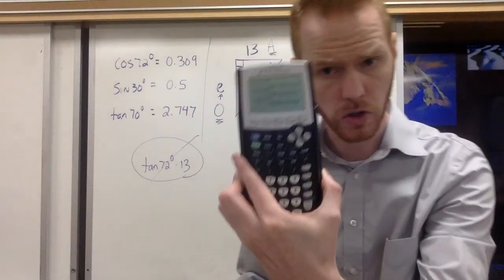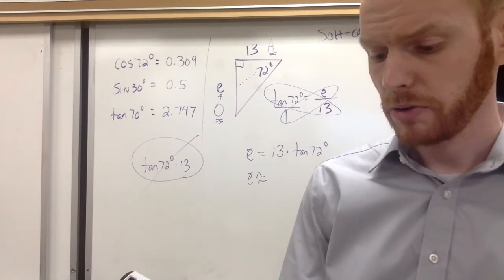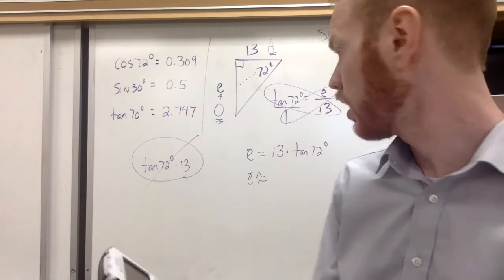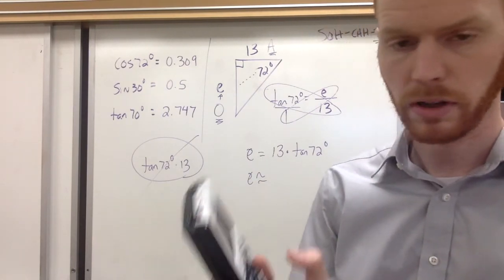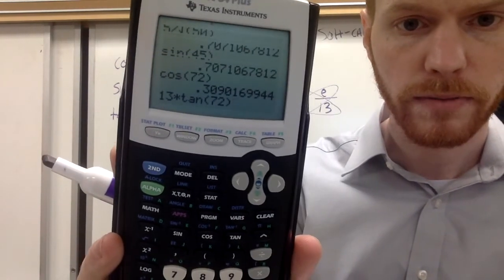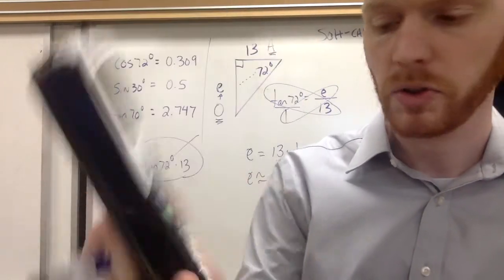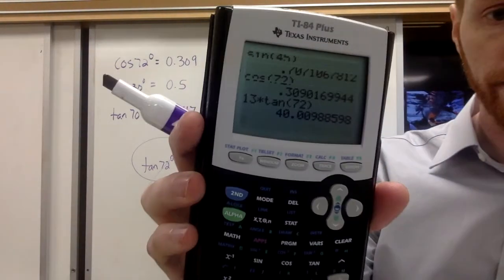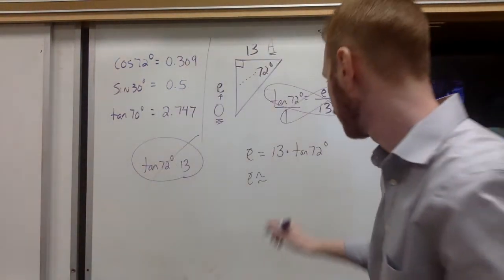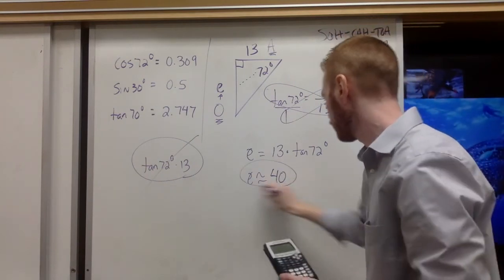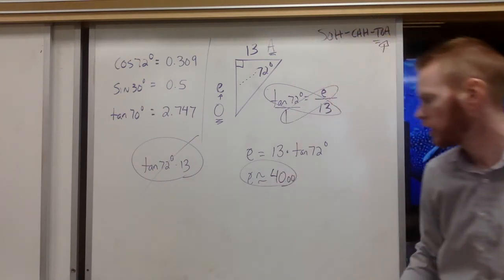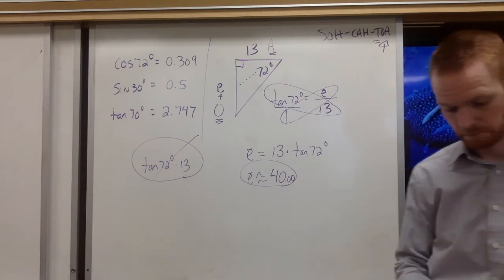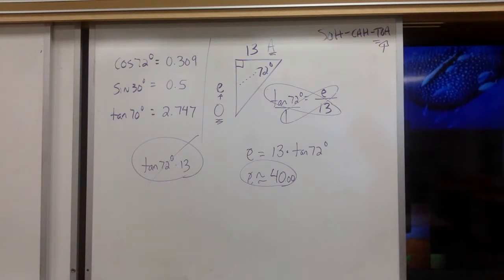All right, so I'm going to show you right here what that looks like. So 13 times tangent of 72, okay? That's what it is, 13 times tangent of 72. And we get this. So it's roughly 40 inches, feet, whatever it is. I'll put 0, 0 there. But it's roughly 40 there.